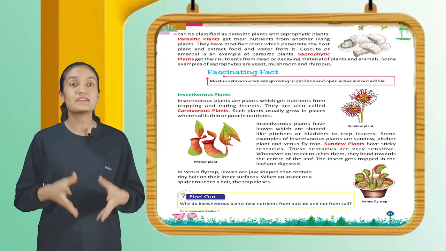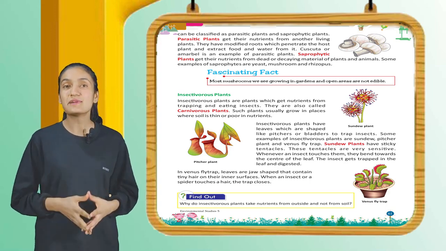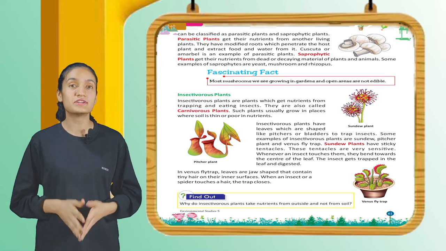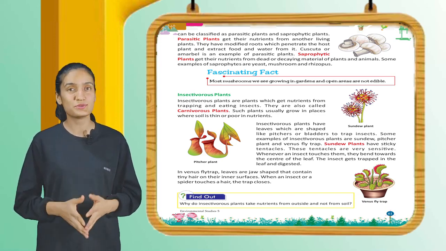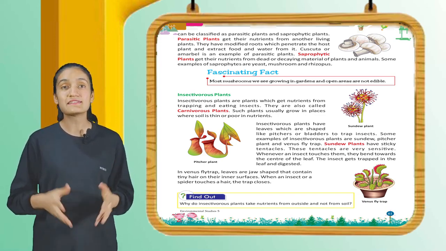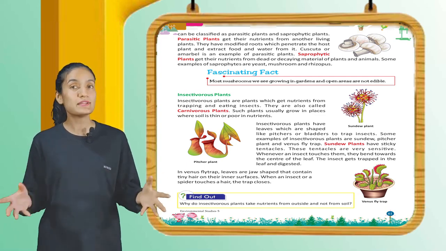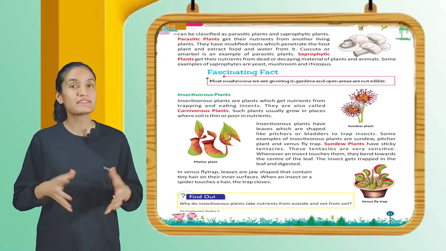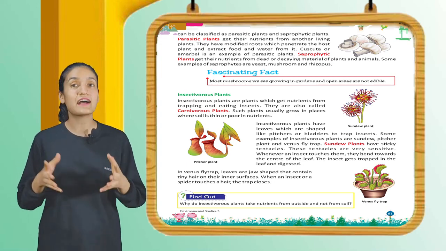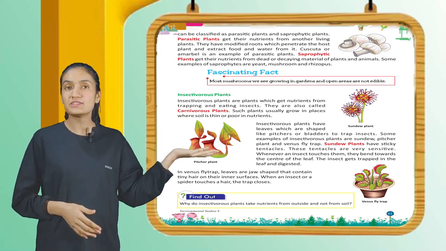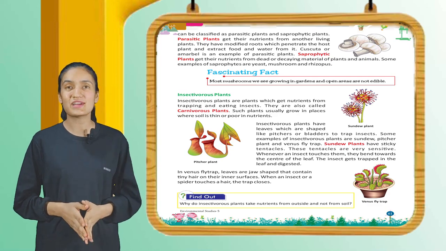They are also called carnivorous plants. Such plants usually grow in places where soil is thin and poor in nutrients. Insectivorous plants have leaves which are shaped like pitcher or bladders to trap insects. Some examples of insectivorous plants are sundew, pitcher plant and Venus flytrap.